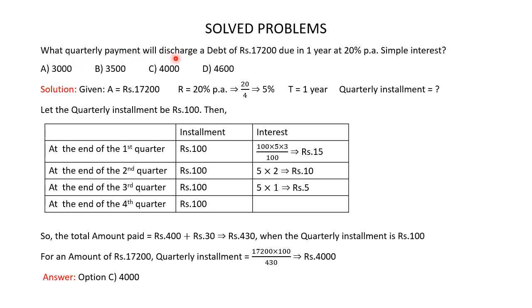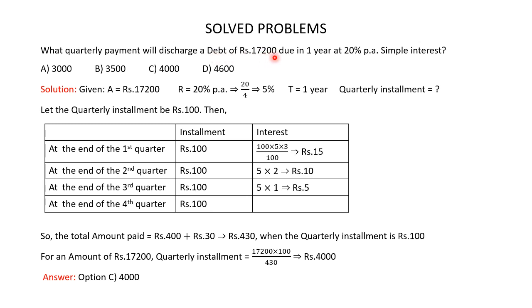What quarterly payment will discharge a debt of rupees 17,200 due in 1 year at 20% per annum simple interest? Here you are given 4 options and you have to find out which of these options is the correct one.